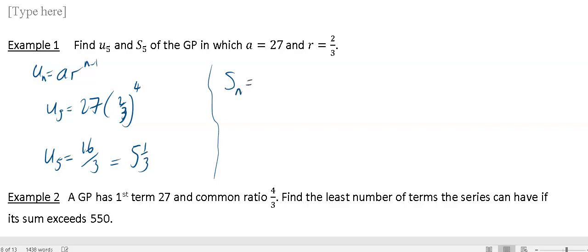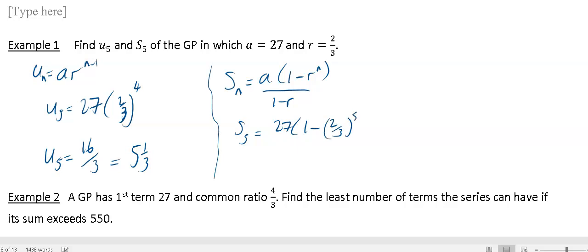So S of n, remember, was equal to A times 1 minus R to the power of n all over 1 minus R. So S of 5 in this case is going to be equal to 27 upon 1 minus 2/3 to the power of 5, and then that was all divided by 1 minus R. I'll just write that in as 1 minus 2/3. And again, fire that into your calculator and see what you get. So S of 5 worked out to be 65.